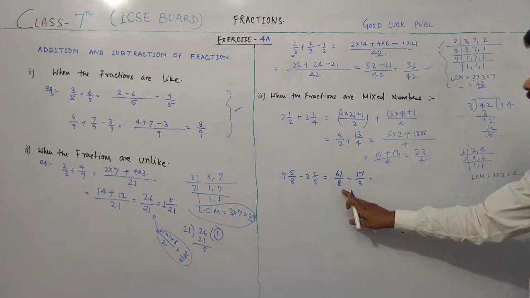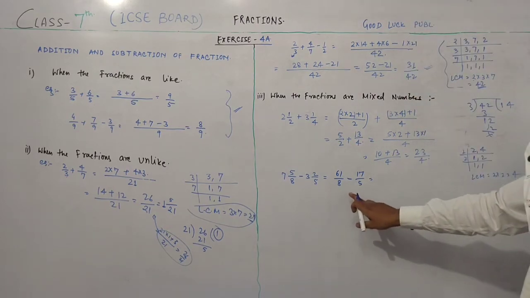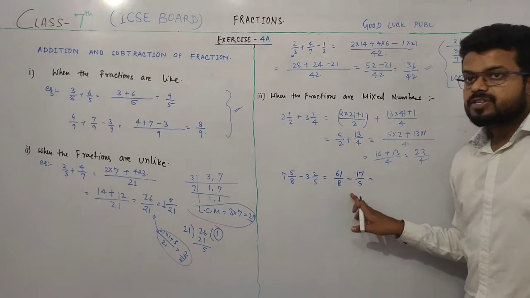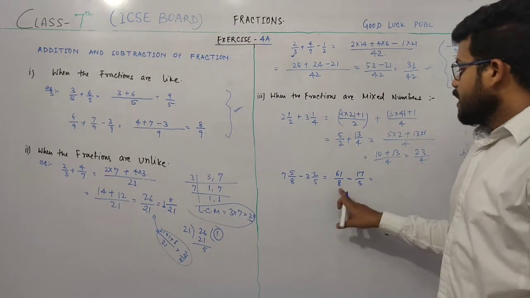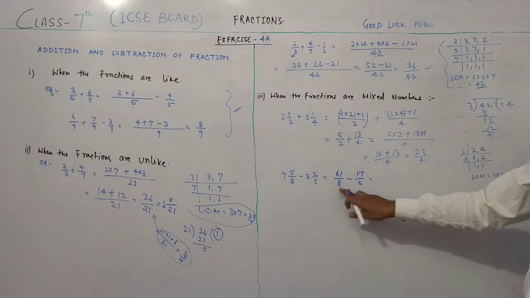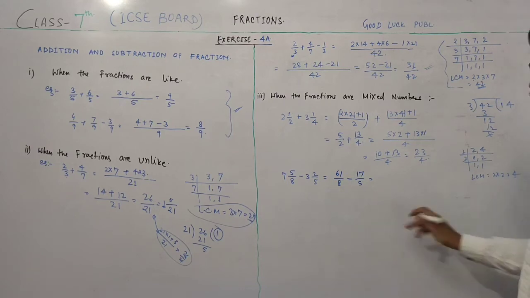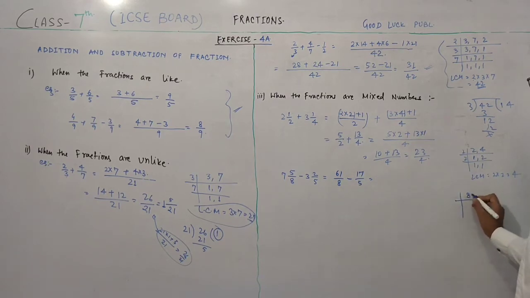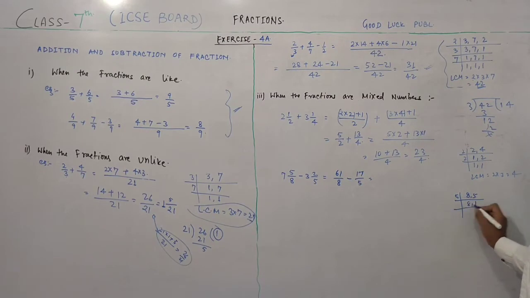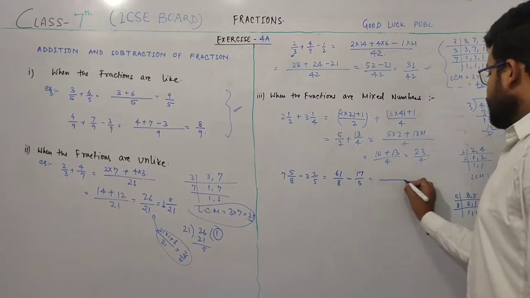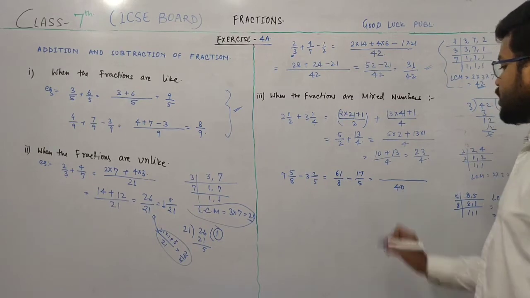Okay. Now the next step is to check whether it is a like fraction or unlike fraction. So it is unlike fraction. So we have to take the LCM of both these numbers. So I take LCM of 8 and 5. Firstly divide it with 5 and then with 8. So LCM of this number is 5 into 8, which is 40. So I draw a horizontal line, write here 40.